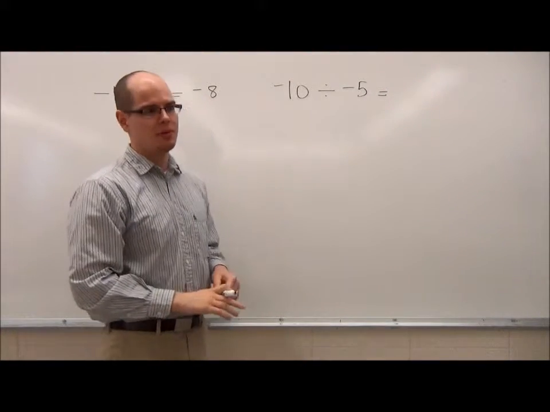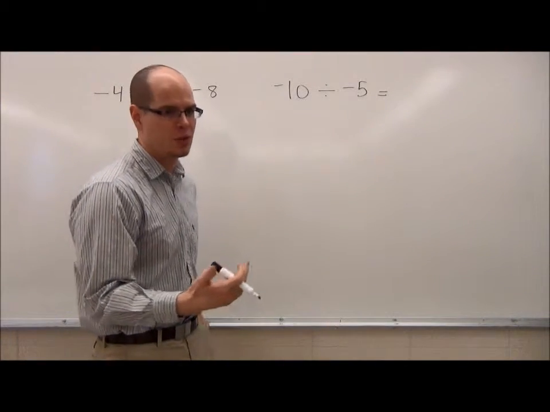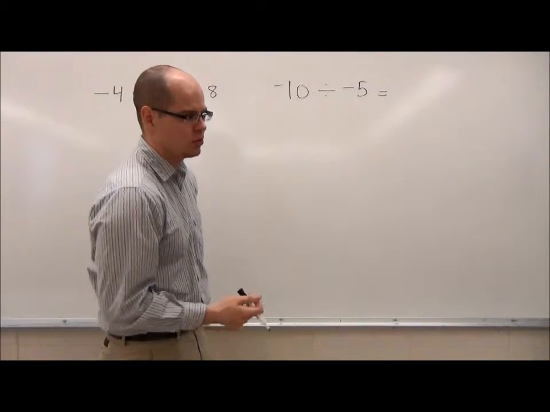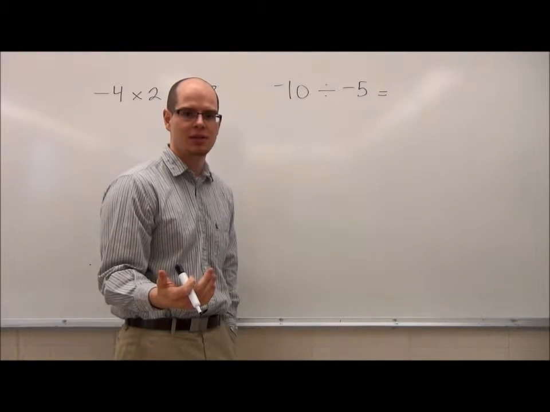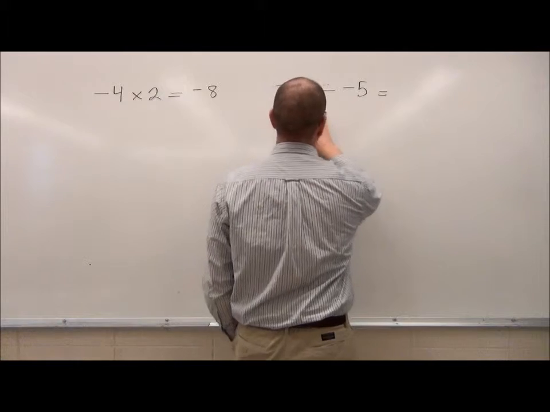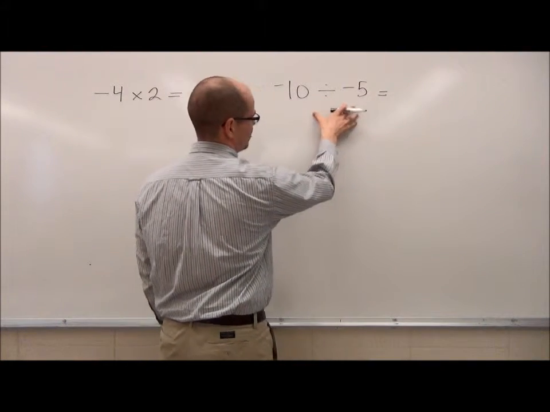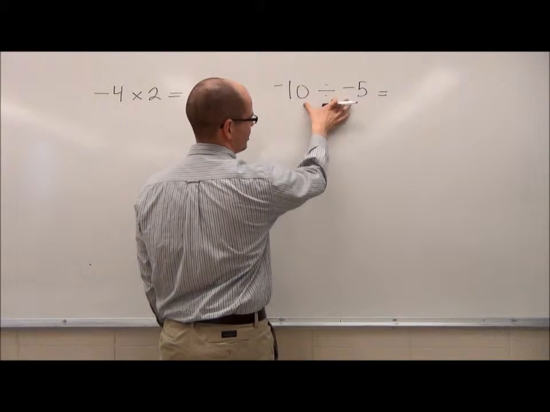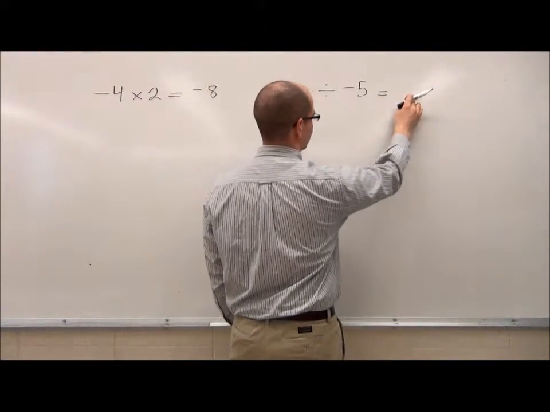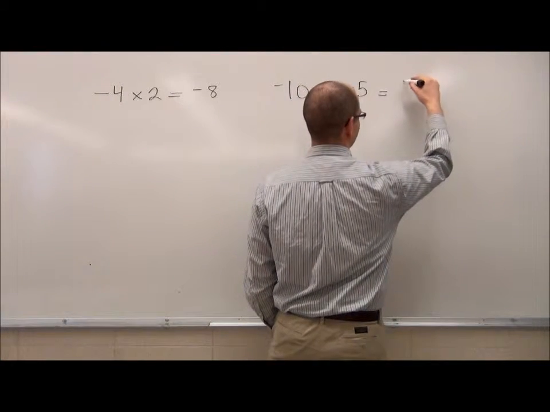Those are easy to remember, but they don't represent an actual understanding of why. You can memorize the rule, but why is a negative times a negative a positive? How does that make sense? Well, we're going to look at that here as well. -10 divided by -5. We said that for division, the same rules apply. If the sign's the same, the answer is positive. So -10 divided by -5 is +2.